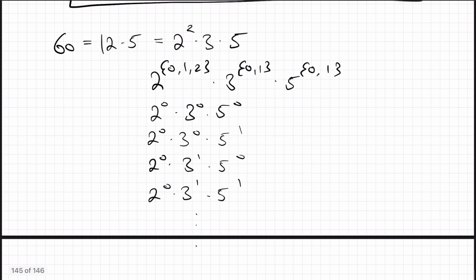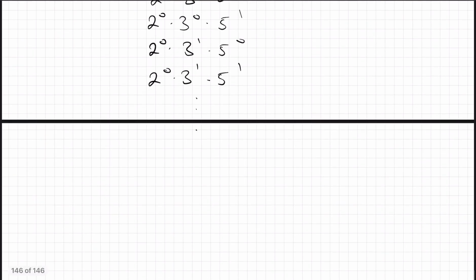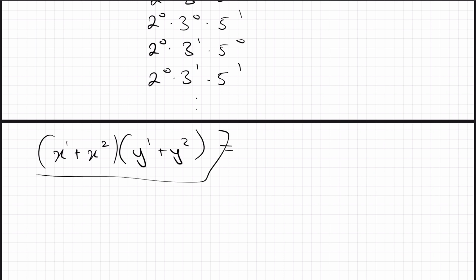So you might have noticed a pattern in these factors, and it all comes down to how we're trying to find every single combination of these brackets. And this is similar to how you expand brackets in algebra. So let's say we had x to the 1 plus x to the 2 multiplied by y to the 1 plus y to the 2. This basically allows us to see all the different combinations of x and y.